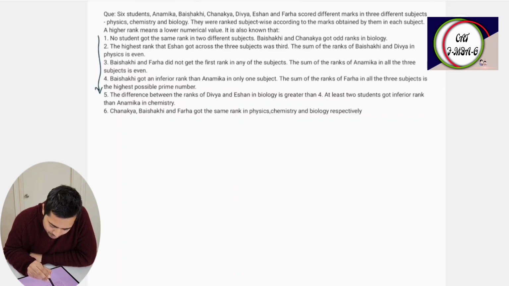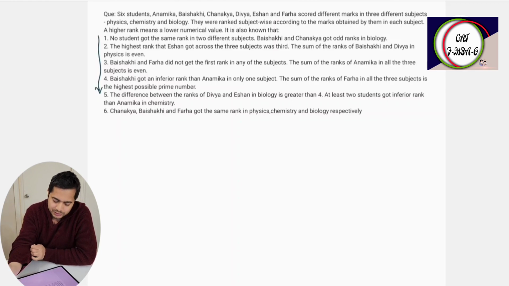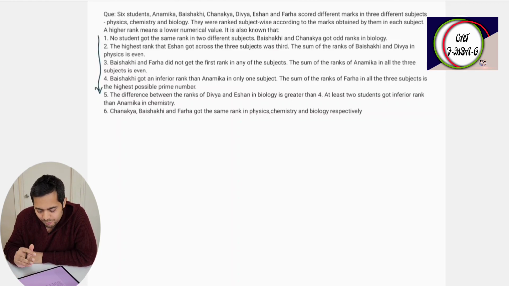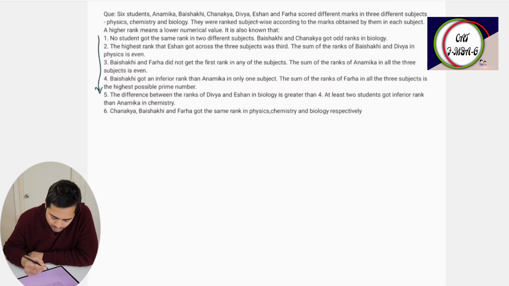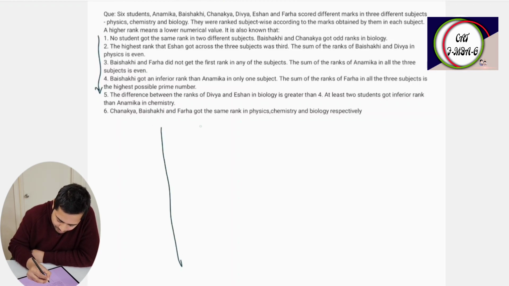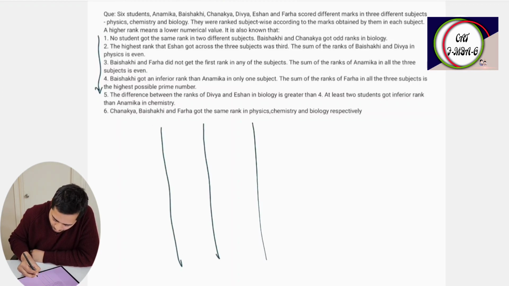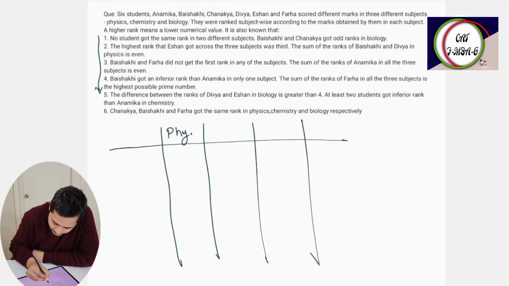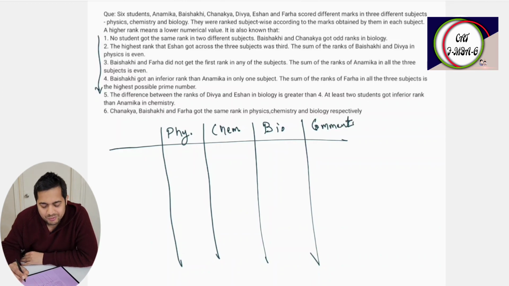6 students, Anamika, Besaki, Chanakya, Divya, Isha and Farah scored different marks in 3 different subjects. Okay, subjects are given and different marks are scored and different students are given. So what we will do is draw a table. Anamika, Besaki, Chanakya, for us they are A, B, C, D, E, F, simple. So 3 subjects are given. I will take them as physics, chemistry, bio. Here I leave one line for comments or something extra, whichever I want to write.